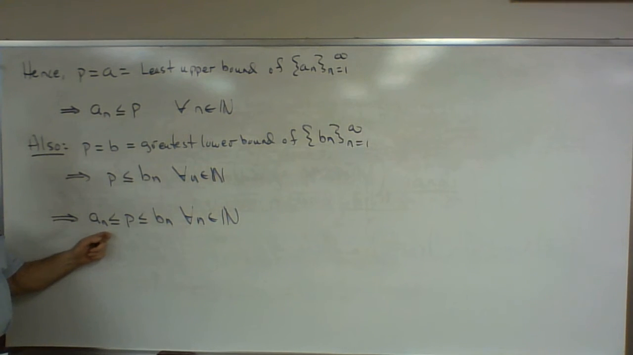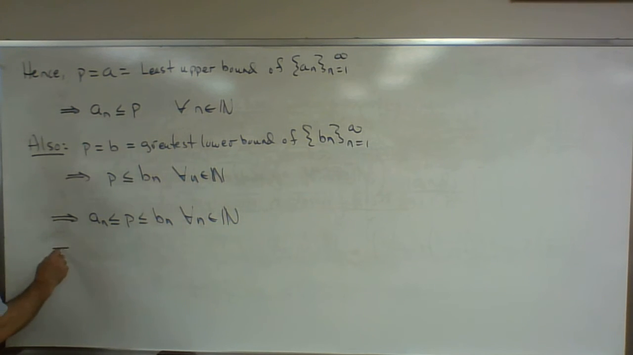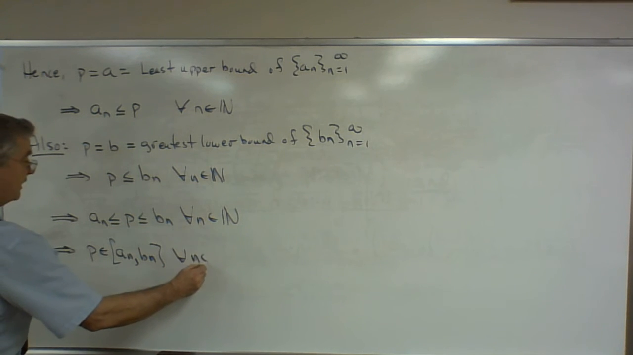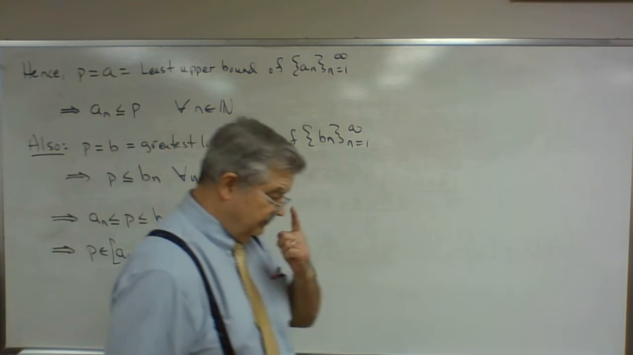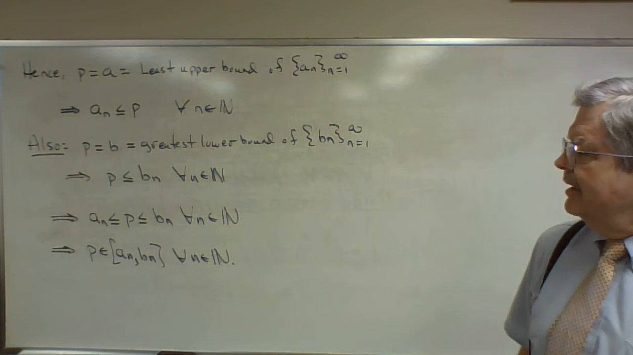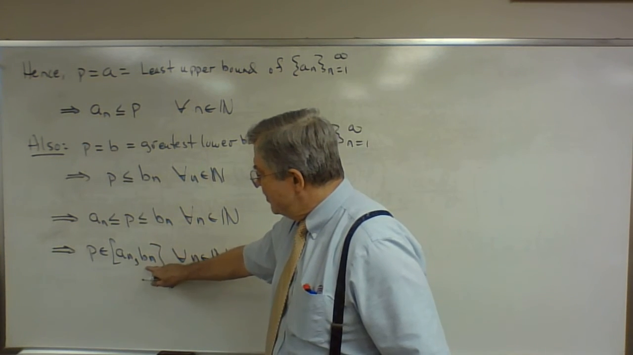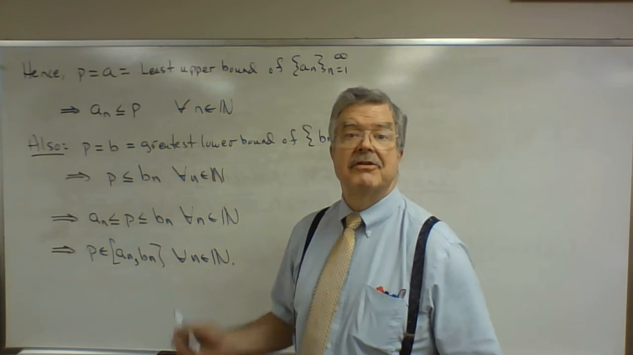So p is sandwiched in between a sub n and b sub n for all natural numbers n. And that's the same thing as saying that p is an element of this interval, a sub n, b sub n, for all natural numbers little n. Well, you know what? If p is in every one of these intervals, it's got to be in their intersection, right?